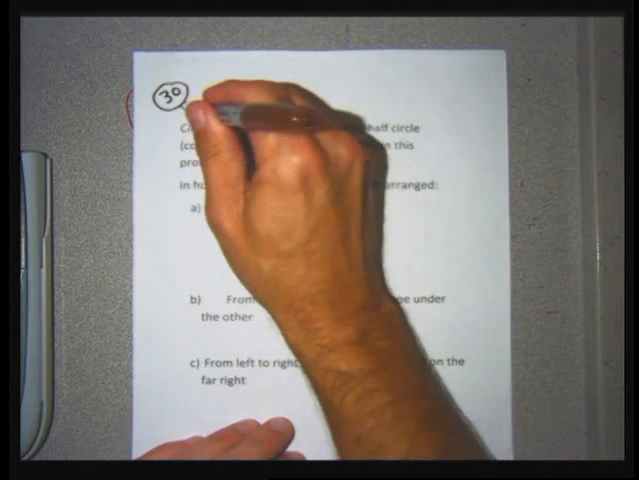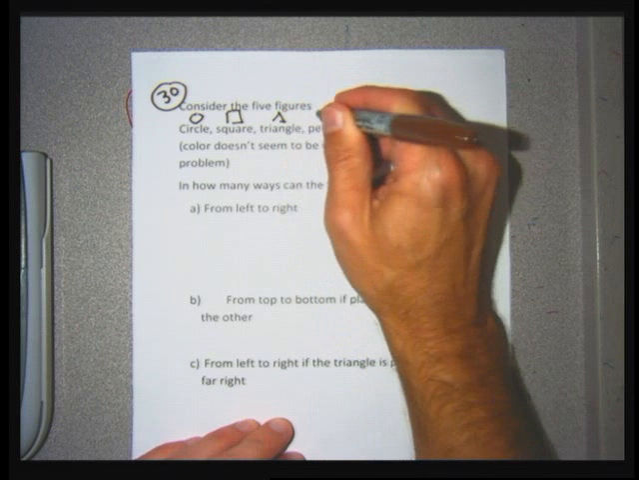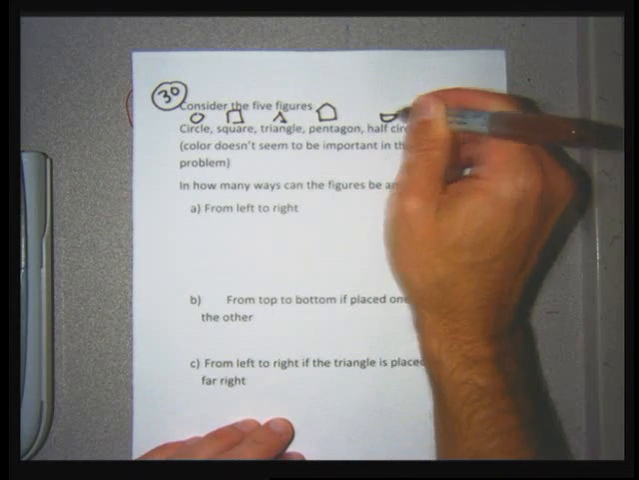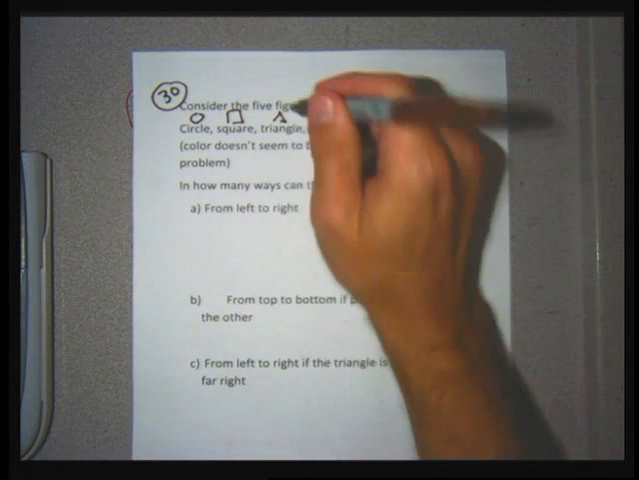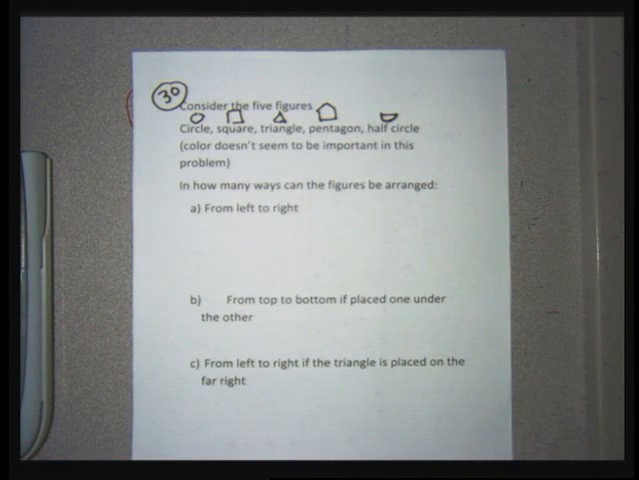In problem 30, there's a circle drawn, a square drawn, a triangle drawn, a pentagon drawn, and a half circle drawn, and they're colored with different colors, but when I read the questions the author asks with regards to these figures, none of the questions made any comment about color like we did in some of the last sections, where if something was yellow, it was going to be significant. In this particular problem, the color is not going to be important.